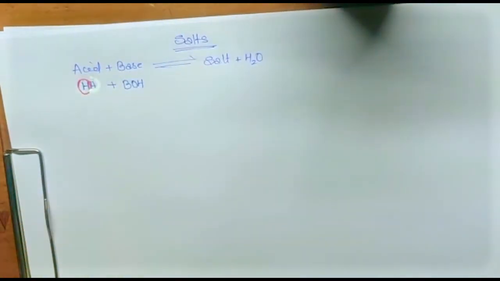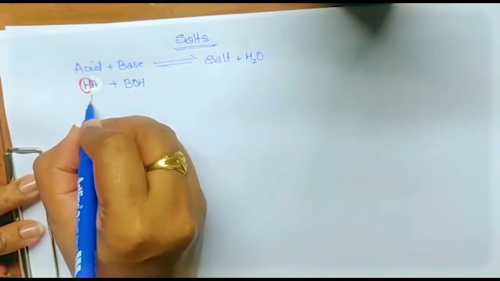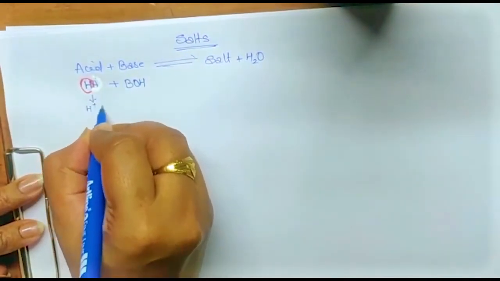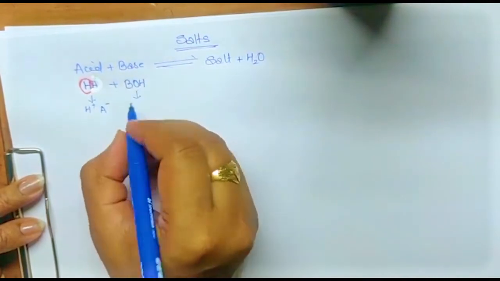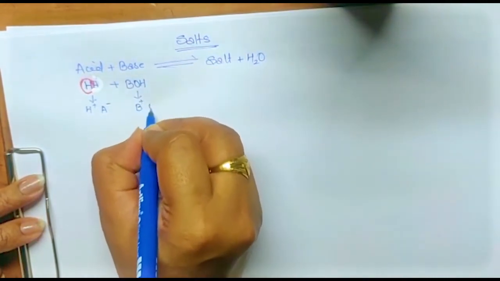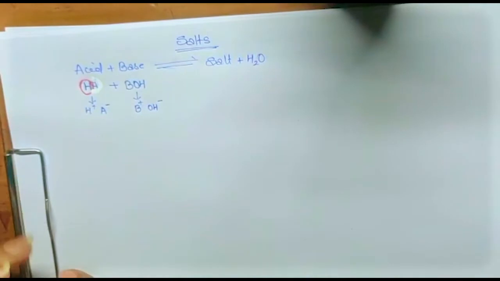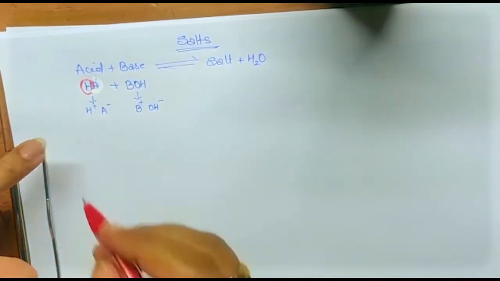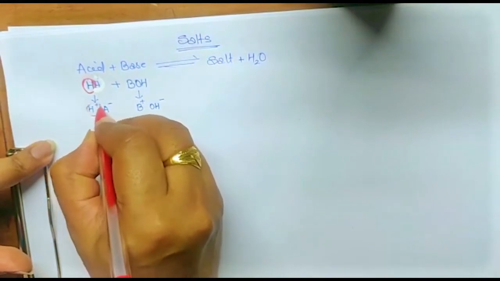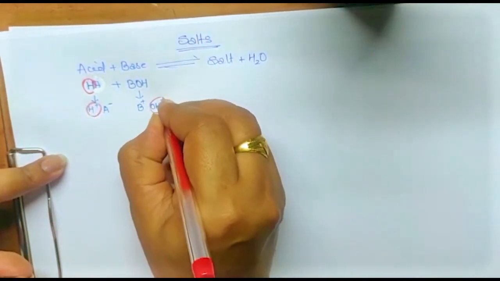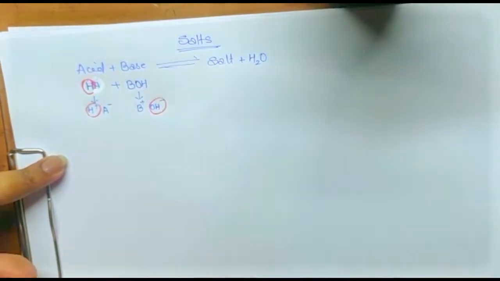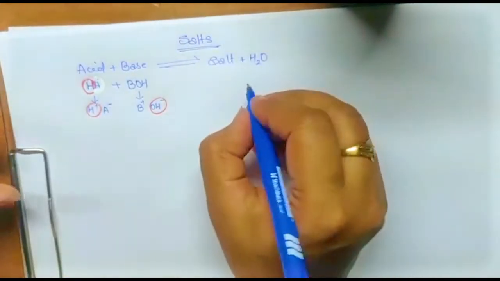Okay, let me explain this. This HA will split into H plus and A minus, isn't it? Similarly, this BOH will split into B plus and OH minus. To form water, what do we need? We need H plus and OH minus. So this H plus we will take from the acid part and OH minus from the base part. Clear? So this water will form.